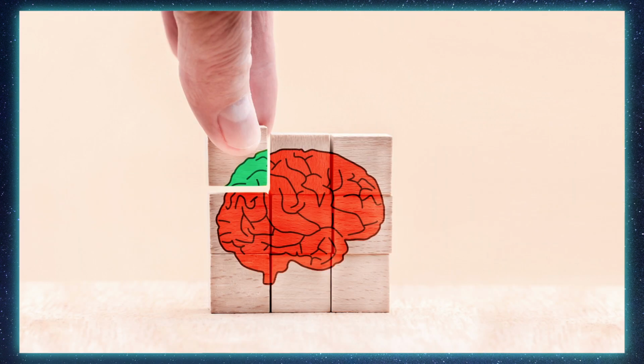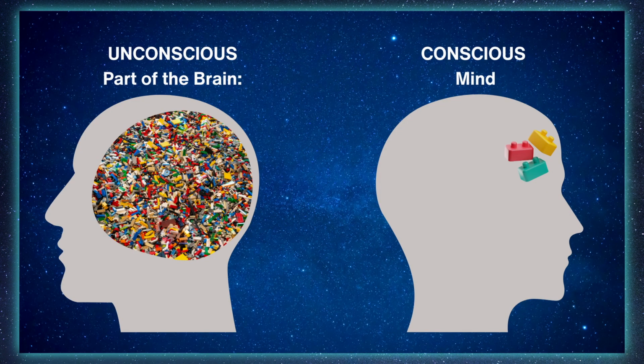Now, the second reason, and this is a really important one, and it's the reason all of this works, is the difference between the conscious mind and the unconscious part of the brain. So while the conscious mind is only able to process a very small amount of data at a time, the unconscious part of the brain, of course, is able to do a lot more. And it's constantly updating information and memories in the background without our conscious awareness.